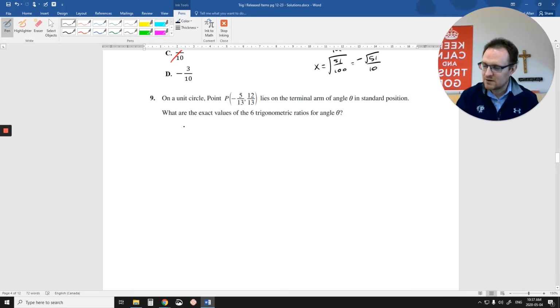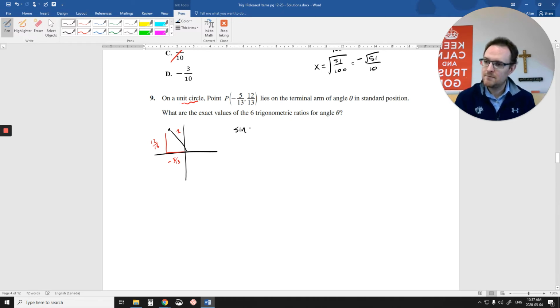So what I am going to actually draw this out. This ends up being on the unit circle with a negative x and a positive y, so it's in this quadrant somewhere over here. It's on the unit circle, so the radius is 1, my y value is 12/13, my x value is negative 5/13. Then we're just going to find all the 6 trigonometric ratios.